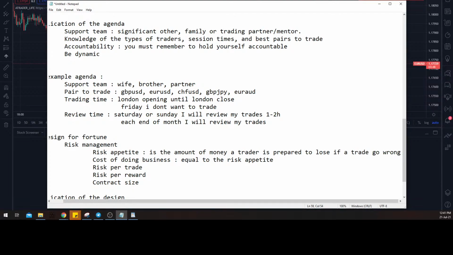So let's say, for example, we have a risk appetite of 10%, and we allow ourselves to lose a maximum of 5% per trade. Because of this, we can allow ourselves to have only two losses, and after that we should stop trading for that week.